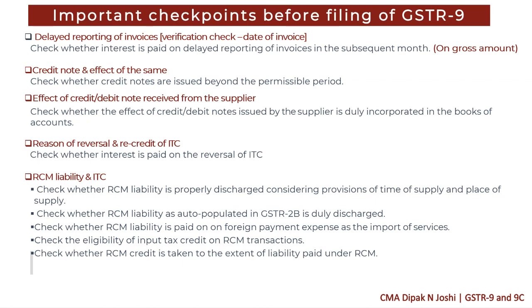in GSTR 2B. Because if your GSTR 2B liability is say 10 lakh rupees, and you are paying only 8 lakh rupees in GSTR 3B, the department will immediately issue you ASMT 10 or a notice stating that you have paid short liability in GSTR 3B in case of inward supply, which is subject to reverse chargeability. One should also check whether liability under reverse charge mechanism is paid on the import of services as far as transactions of foreign payments are concerned.